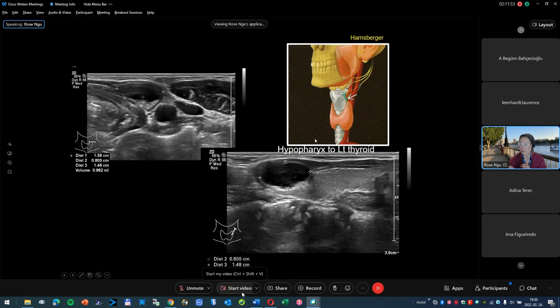And this one is a similar one. Where does it come from? The tract comes from the hypopharynx into the left thyroid, as you could see here, okay? And this is the fourth branchial cyst. So it can happen.